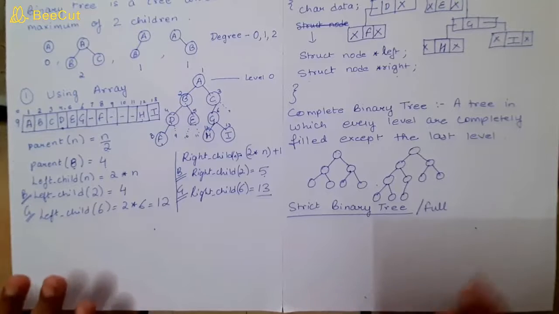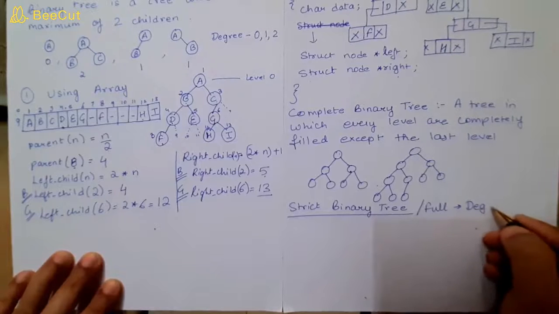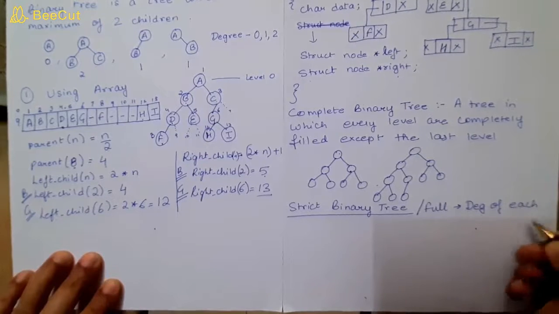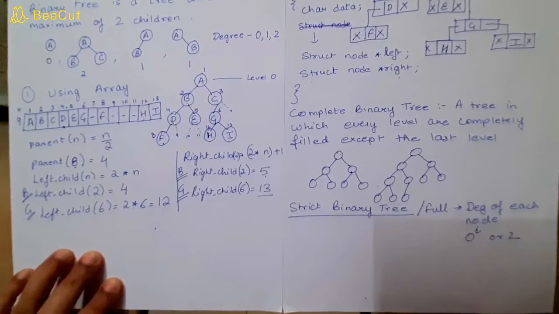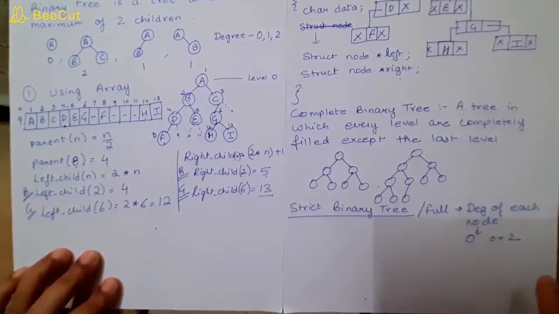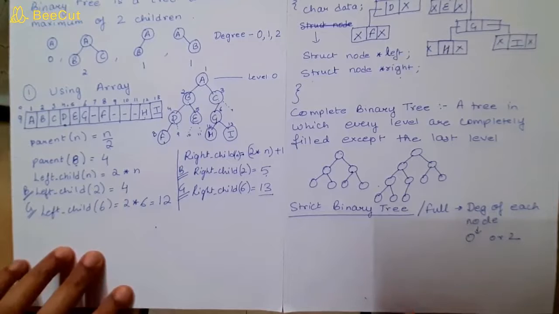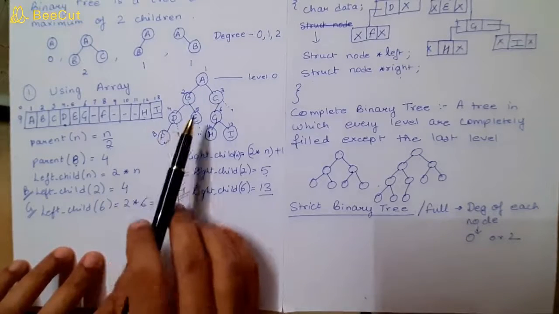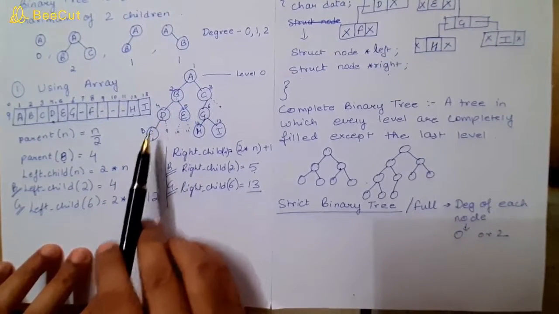That means you need to remember this thing, that here in a strict binary tree, basically degree of each node should be 0 or 2. It cannot be 1. It can be either 0 or it should be 2. So strict binary tree means that all the nodes will be having either 0 children or 2 children. It cannot have 1 child. So like here in this case, the example which we discussed earlier, in this example you can see that D is having only 1 child.